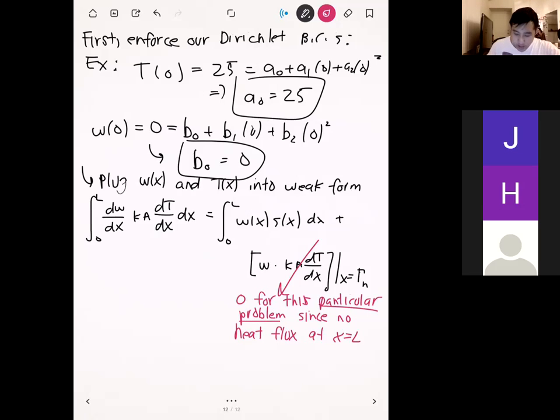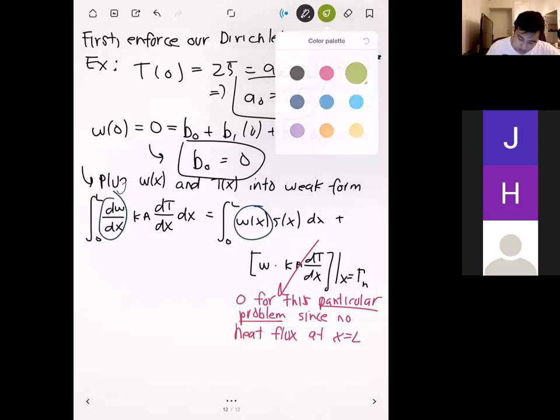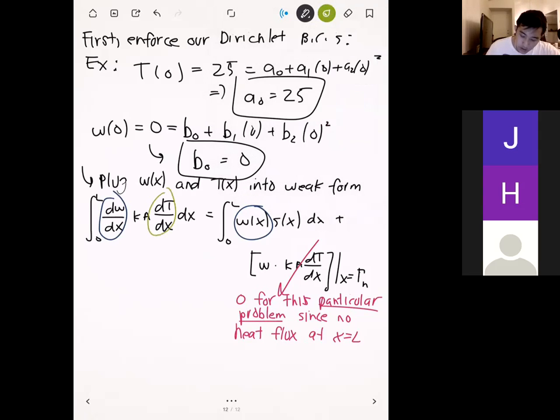Once we cancel that out, we're going to plug in everywhere that we see a w, and everywhere that we see a T. We only see a T, I think, right here. And then obviously we have s of x, and so we can just throw that into this expression as well. All right. Any questions on this before I continue on with the solution?